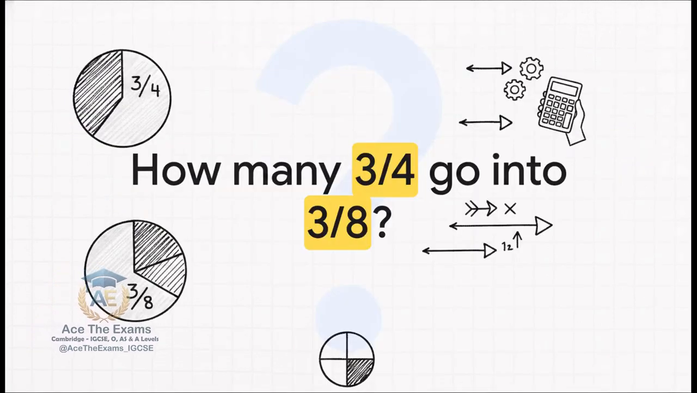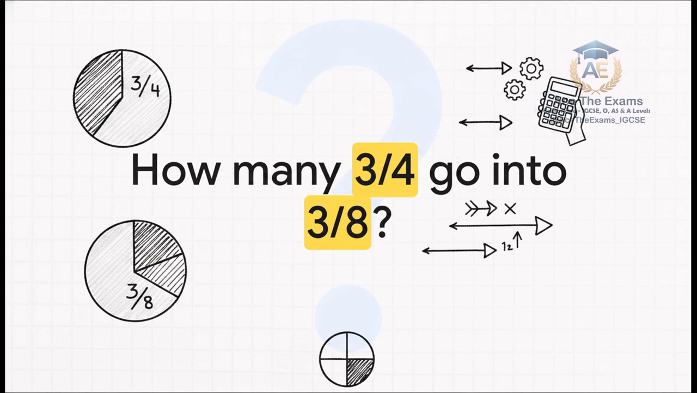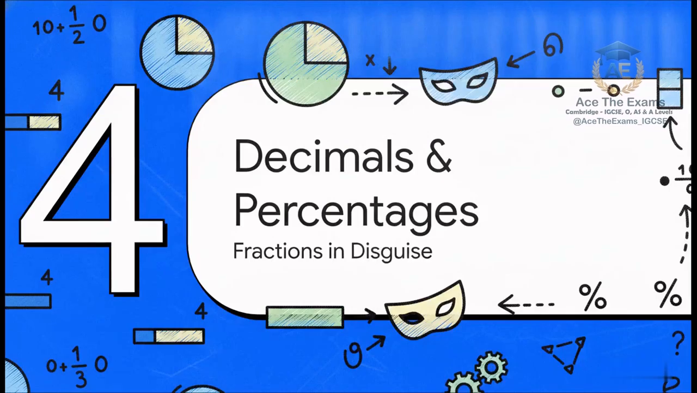Let's test that out. The question, how many 3/4 go into 3/8, is written out as 3/8 divided by 3/4. So instead of panicking over the division part, we just keep the first fraction and multiply it by the reciprocal of the second. So 3/8 times 4/3. Multiply straight across. 3 times 4 is 12, 8 times 3 is 24. And 12 over 24 simplifies neatly down to 1/2. Simple as that.